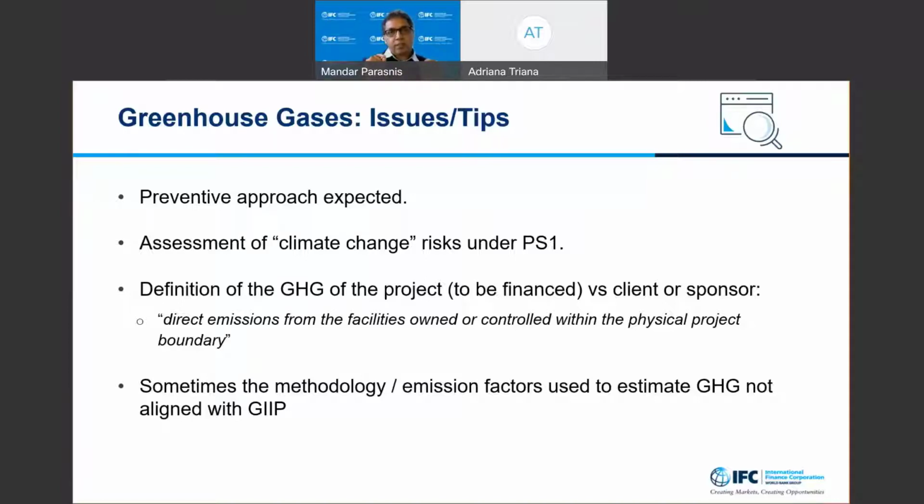The other issue we see is that sometimes the methodology or the emission factors that are used to estimate GHG are not aligned with GIIP. They may not be the latest emission factors.